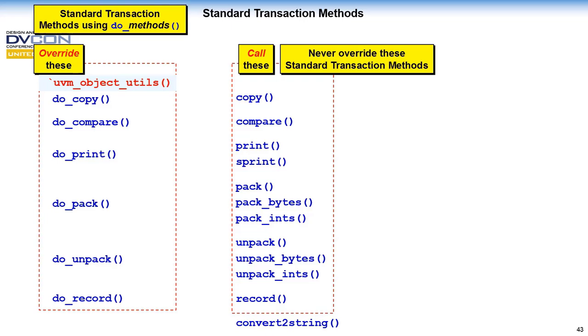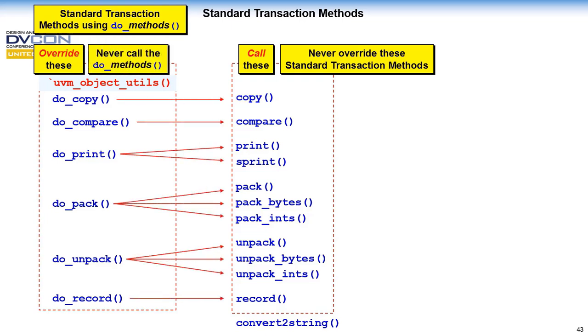Well, you'll add the object utils, and then you'll do an override on the do copy, which is called by the copy command, the do compare, which is called by compare, et cetera, et cetera. So when you implement each of these do methods, each of these are now being called by the standard transaction methods. You never call the do methods. So you call the standard methods, you never override them. You override the do methods, but you never call them.